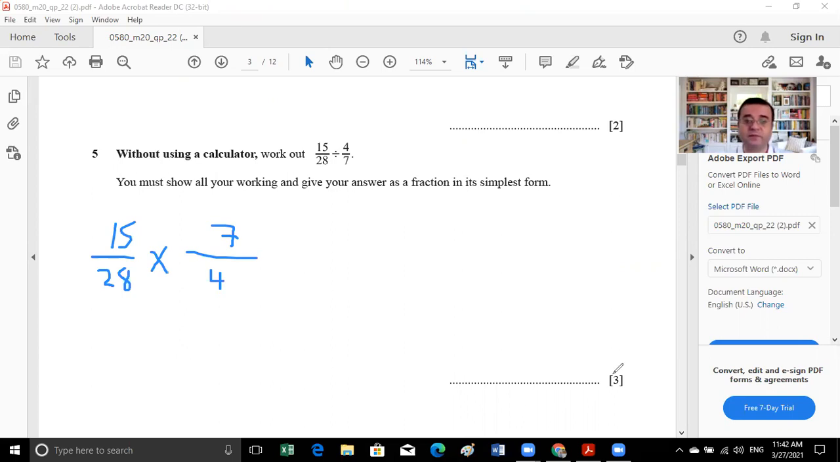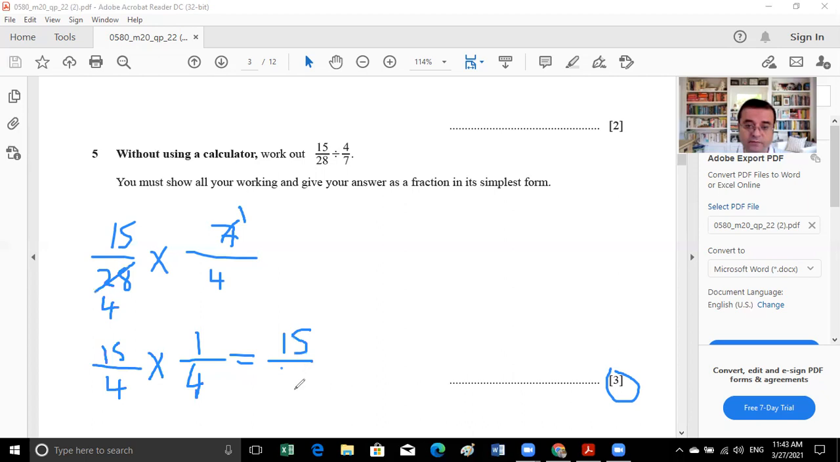Step number two, because 3 marks, you know, it's serious. So what do you do then? You see, 7 divide by 7, 1. Divide by 7, what do you get? 28 divided by 7, 4. Correct? So then what do you do? You write 15. Don't shortcut. Over 4 times 1 over 4 equals 15 over 16.